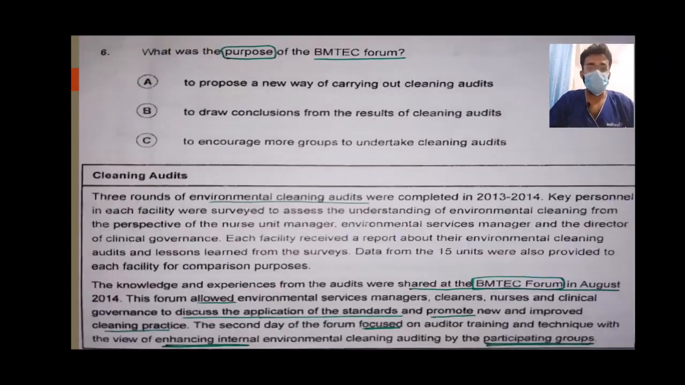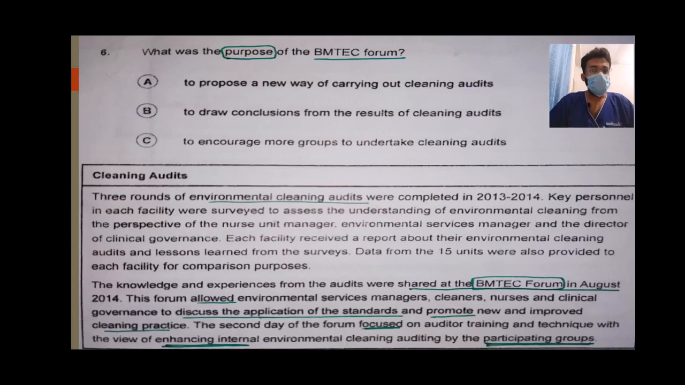Let's move to the last question and the last example. What was the purpose of the BM Tech Forum? So in this text we have to search for the purpose of BM Tech Forum. So let's read the text. Clinical audits. 3 rounds of the environmental cleaning audit were completed in 2013 to 14. Key personnel in each facility were surveyed to assess the understanding of the environmental cleaning from the perspective of the nurse unit manager, environmental services manager and the director of the clinical governance.